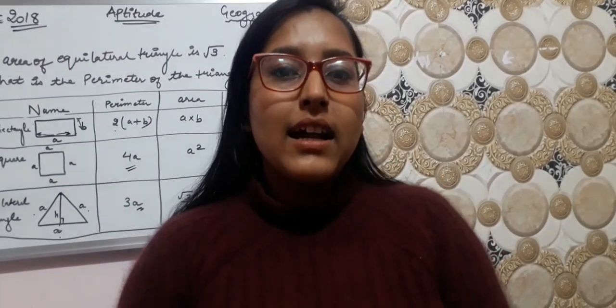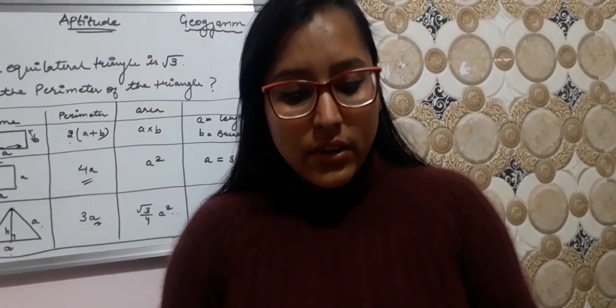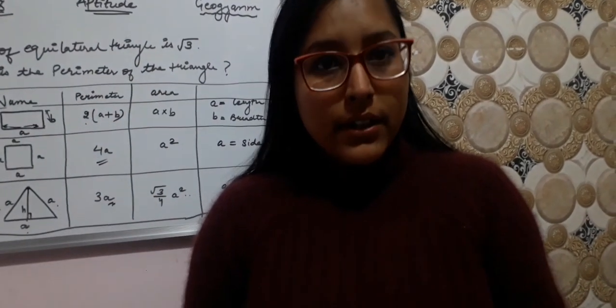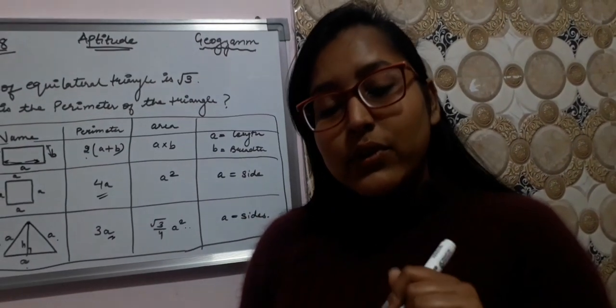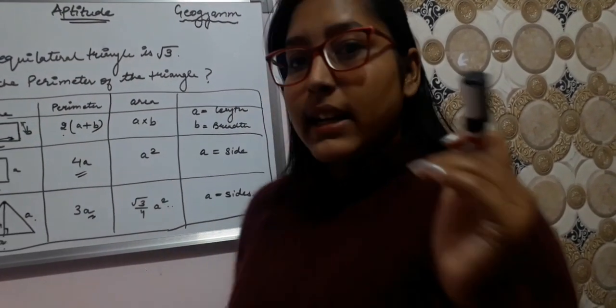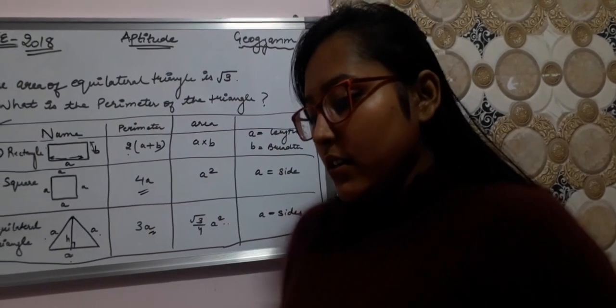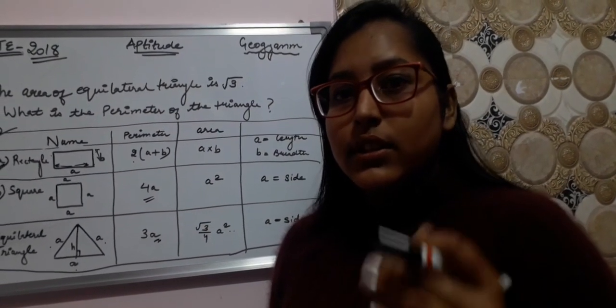This is Sangeeta, and today we will solve a few aptitude questions for GATE 2018. My first question is: the area of an equilateral triangle is root 3. What will be the perimeter of the triangle? Before going into that, first we will see a few mensuration formulas for two dimensions, which are rectangle, square, and obviously equilateral triangle. But for 3D we use the cube and cuboid.